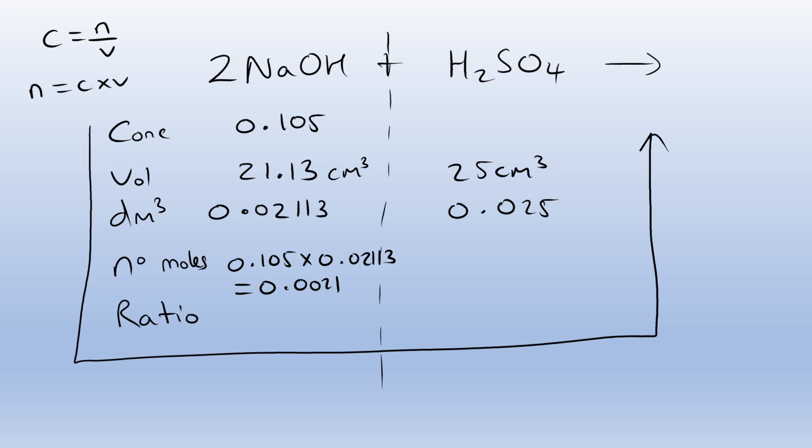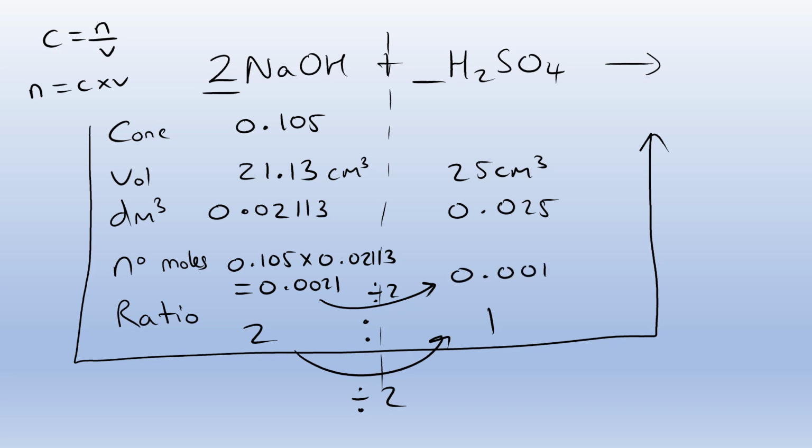Now, the next important thing is I'm going to look at my ratio. So this is a 2-to-1 ratio. Now, going from 2 to 1, we divide by 2. So that's what I have to do here with my moles. I'm going to divide by 2. So if I have 0.0021 moles of sodium hydroxide, I've only got half as much sulfuric acid. So it's going to be 0.00105 moles.